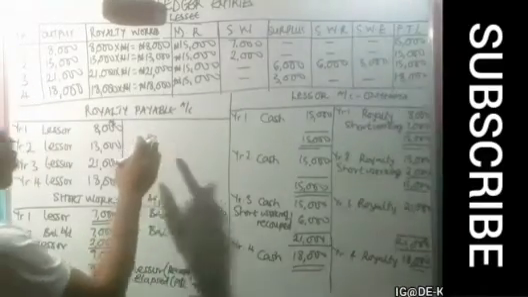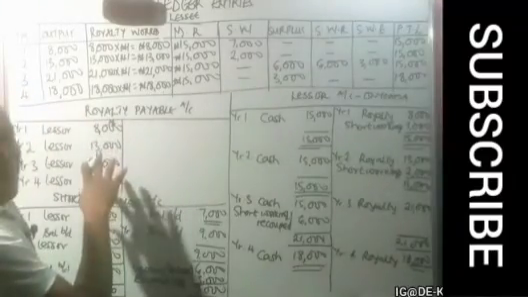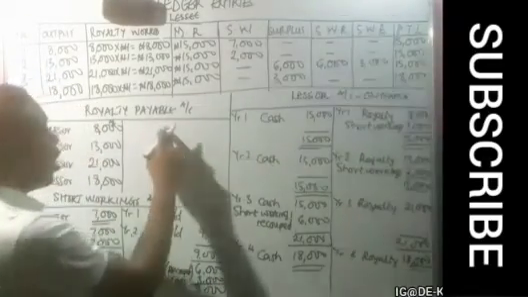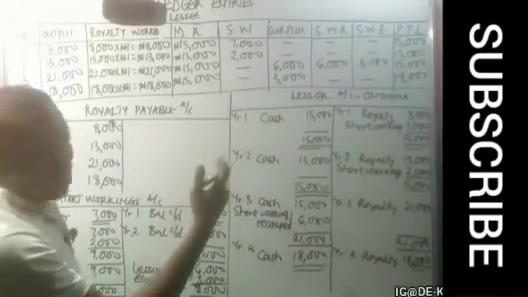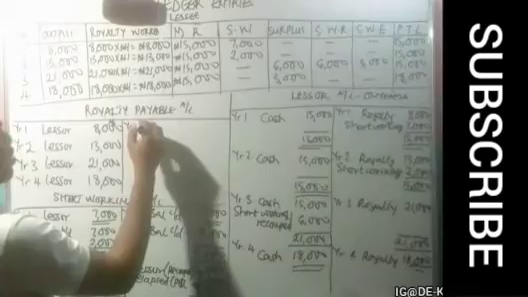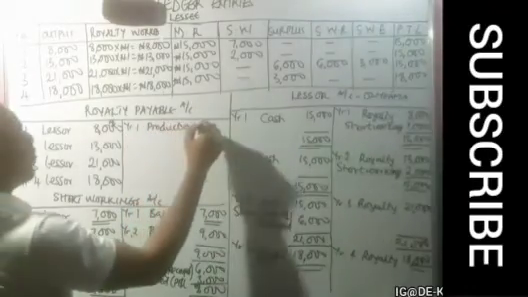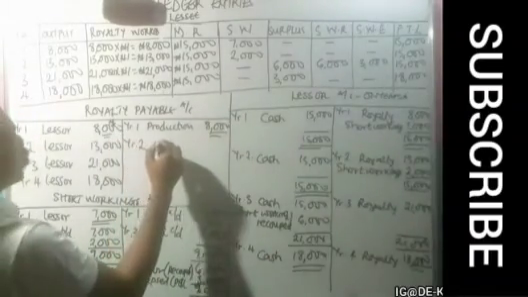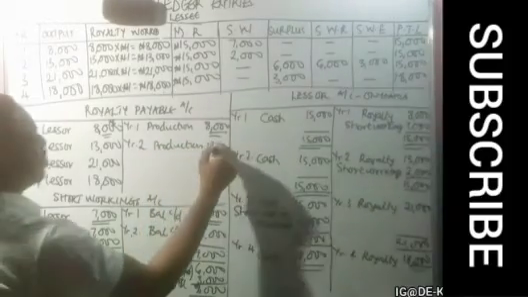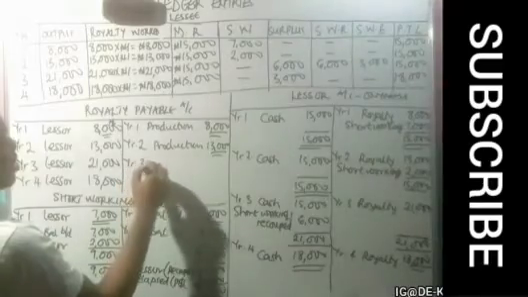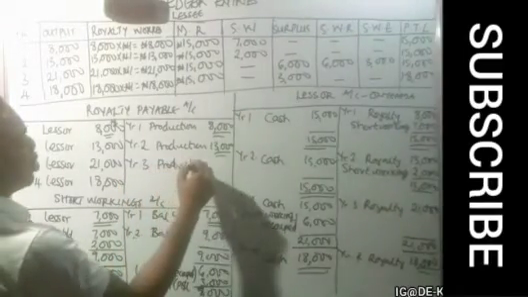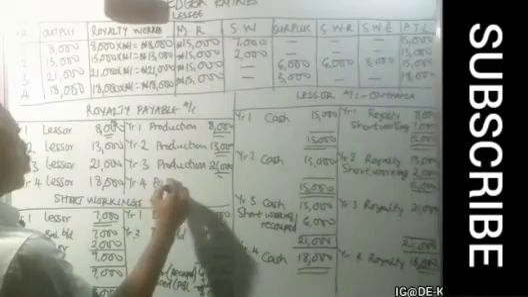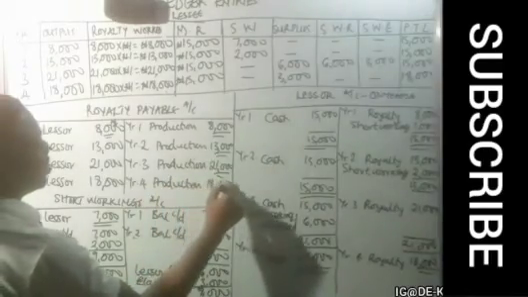Now look up. At this point, because this is production, they didn't say sales. It is not sales, it's production. So it will be closed to the production account or manufacturing account. So we'll close here. Year 1, this is closed to the production account as 8,000. Year 2, as 13,000. Year 3, as 21,000. Year 4, as 18,000.